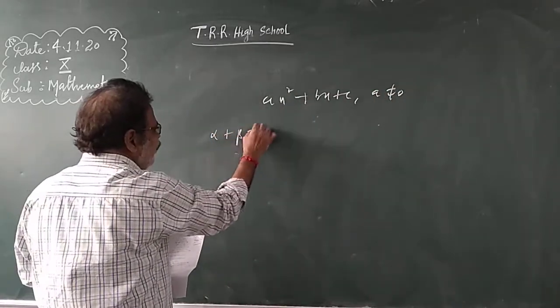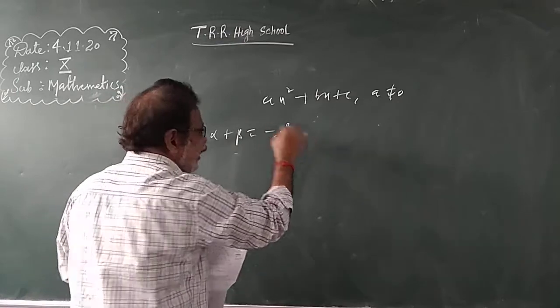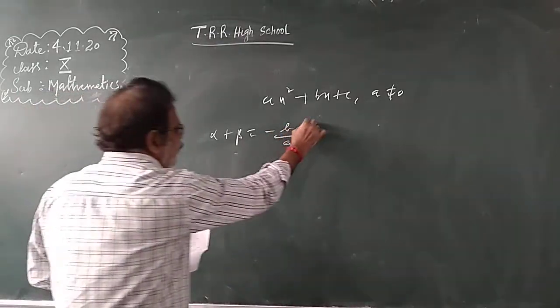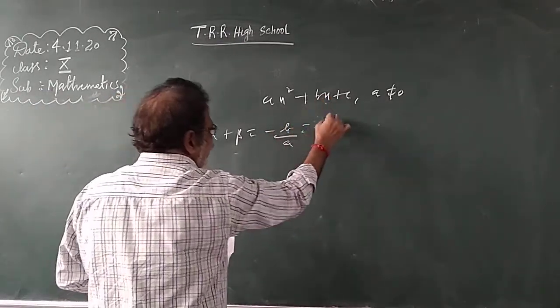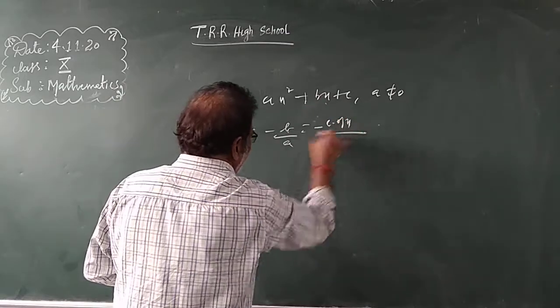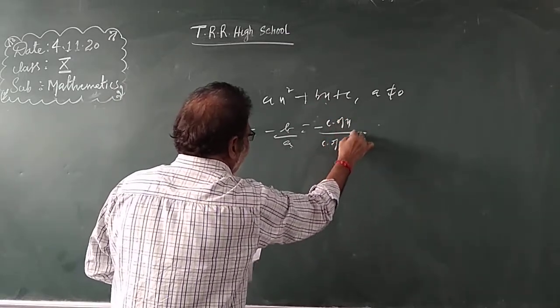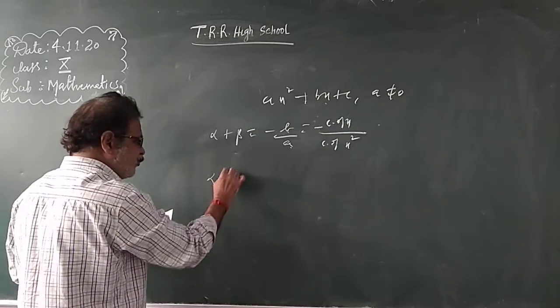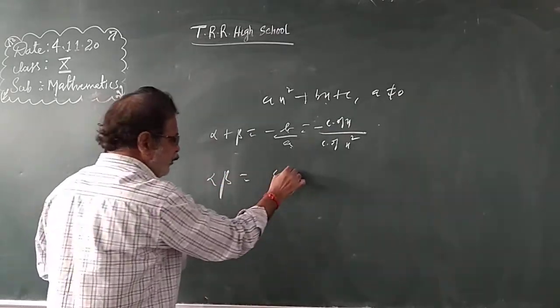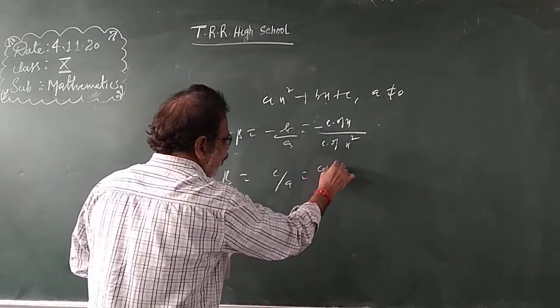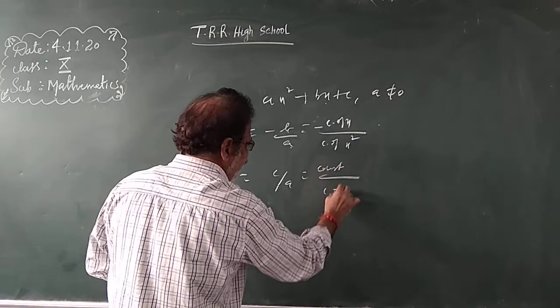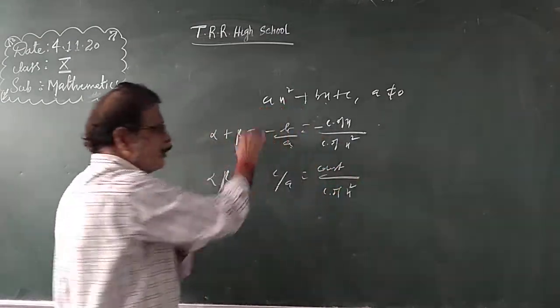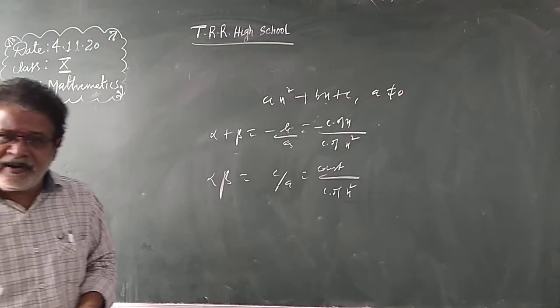Sum of the zeros, alpha plus beta, is equal to minus b by a. That is, minus b means coefficient of x, by a means coefficient of x square. Product of the zeros, alpha beta, is equal to c by a. C means the constant term, by a, the coefficient of x square. Like this we verified yesterday.